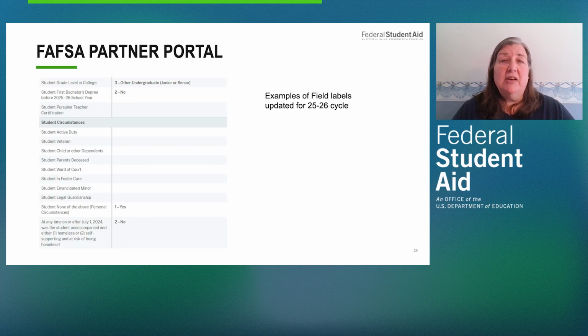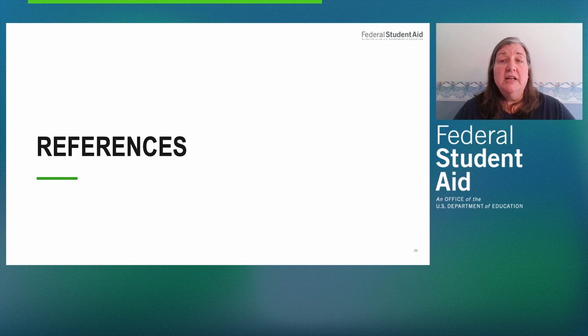So here's just an example of a snippet of one of the screenshots. As you can see, the fields are in the same order. The only thing that's really changed is some of the field labels have been updated to account for the new 25-26 cycle. So that's it for changes to FAFSA Partner Portal.